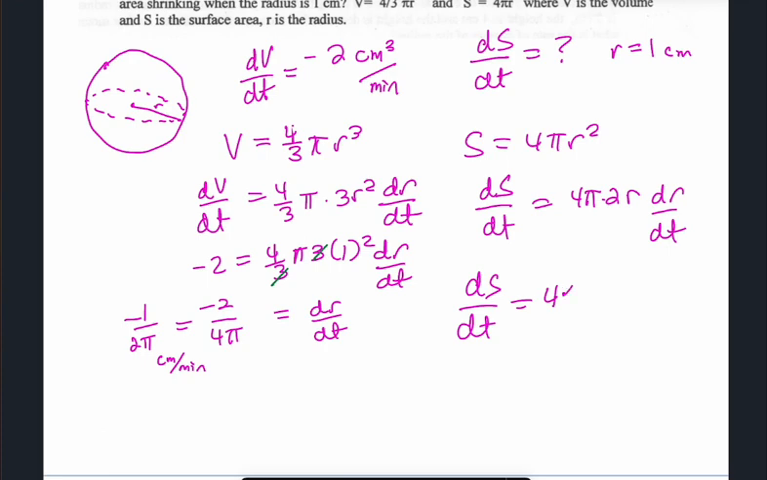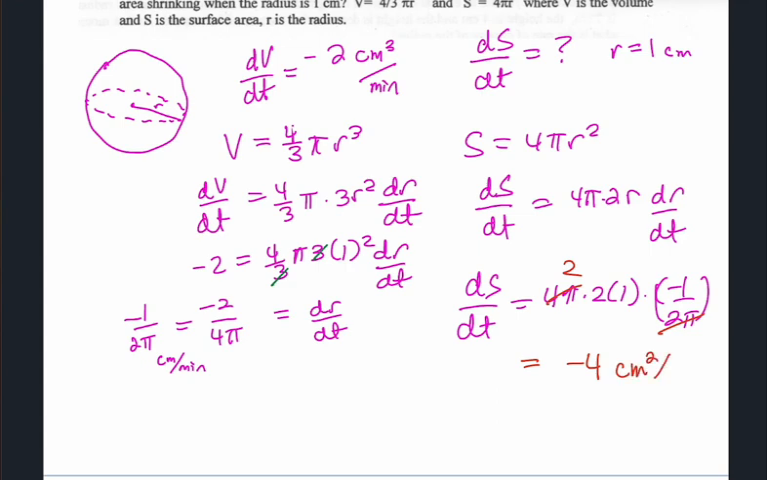That's 4 times pi times 2 times 1 times -1 over 2 pi. Well, 2 pi goes into 4 pi twice. 2 times 2 times 1 times -1, just multiply what's left, is -4 centimeters squared per minute.